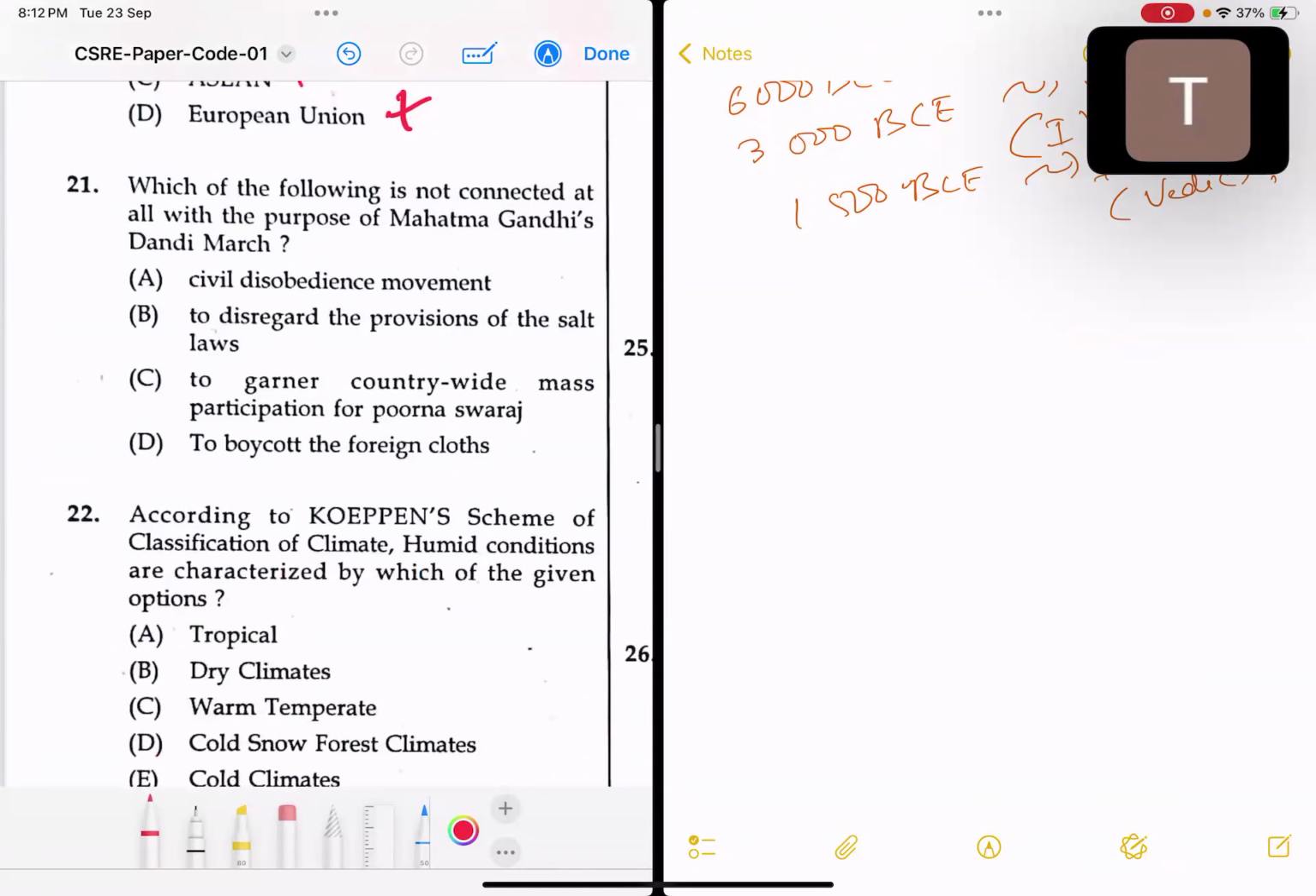Question number 21: which of the following is not connected at all with the purpose of Mahatma Gandhi's Dandi March? Now, we all know what happened during that Dandi March, right? Gandhi traveled and then he picked up a handful of salt, and this was a violation of the law. So the second option is correct. He disregarded the provisions of the salt law. And if we disobey any laws that have been set by the government, that is a part of civil disobedience. So the word civil disobedience means to disobey certain laws, okay?